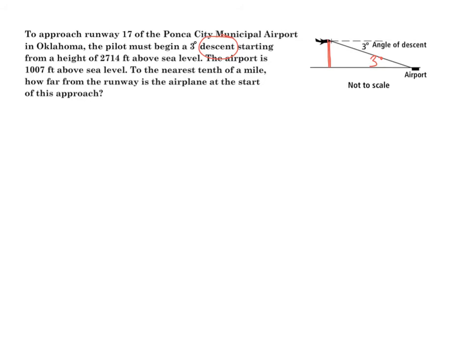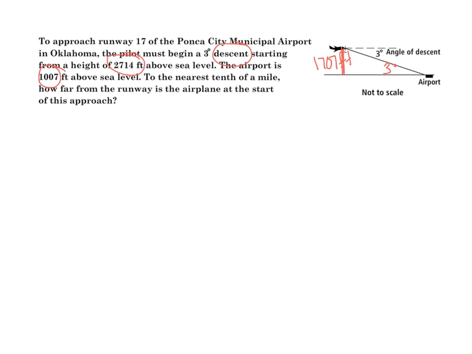From sea level to the plane is 2,714, but the airport is 1,007 feet above, so we need to subtract those. And once we subtract those, we'll get this height. And so that subtracted is 1,707 feet. Our next thing is to figure out which part of the triangle we're trying to find. It says how far from the runway is the airplane at the start of this approach. That's our hypotenuse. So this diagonal line is what we're trying to find.